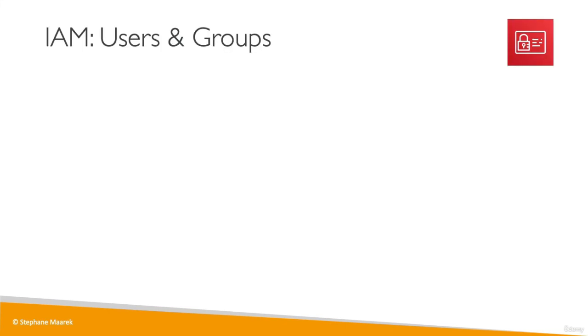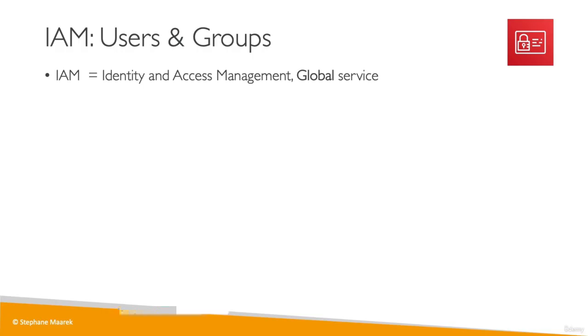Welcome to the first deep dive on an AWS service. The first one is called IAM. IAM stands for Identity and Access Management. It is a global service because in IAM, we are going to create our users and assign them to groups. So we've already used IAM without knowing.